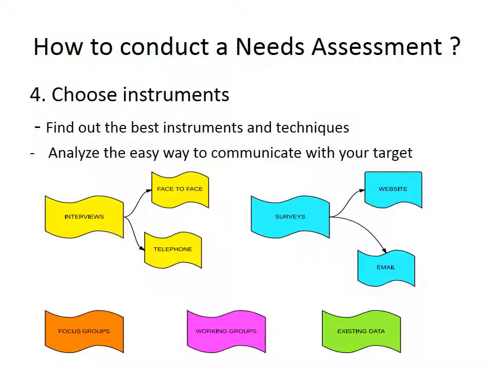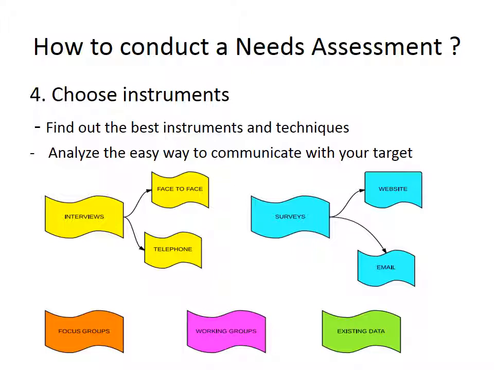Going on, the next step is choosing instruments. Now you must think about the best instrument or technique to collect the data. You can choose face-to-face interviews or telephone interviews. Which one is better? When you decide to use interviews, do not forget to consider the communication challenges, such as different language, lack of fluency, and expressions with multiple meanings. Also consider the big distance between you and your target group, because it can be a big disadvantage.